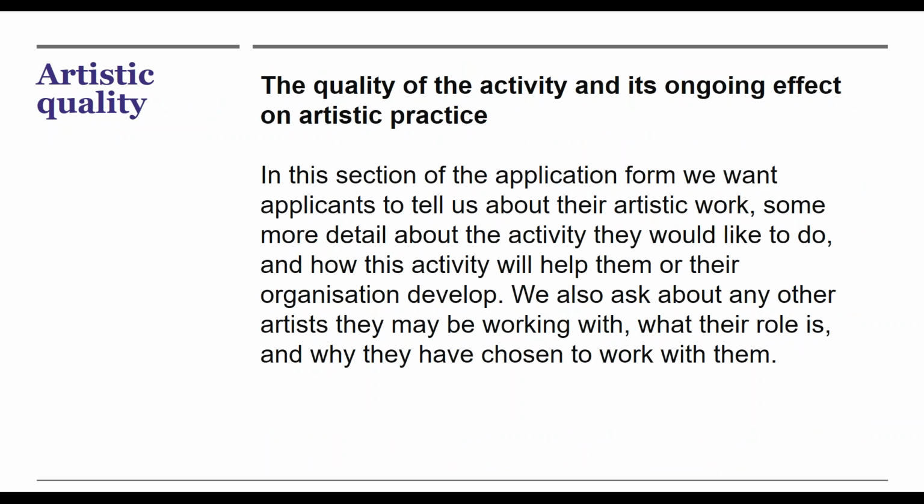So let's have a look at some of this now and talk about what the application form is looking for. There are 4 main areas, as I've already said: artistic quality, public engagement, management and finance. Artistic quality. So we're looking here for several things. We're looking for evidence of your track record. We're looking for the strength of the artistic idea of what you're planning to do and how clear and well thought through that is. We're also asking you about artists you may be working with and what their experience is and what they bring to the table.